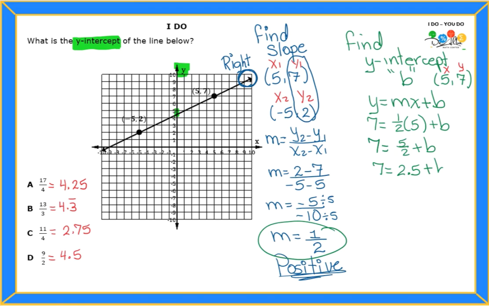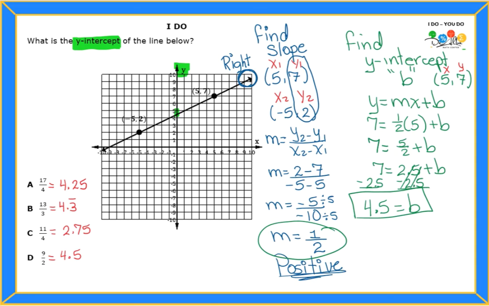Very good. Okay? Now, how can I leave the variable b by itself? Well, I need to get rid of the 2.5. So I will need to subtract 2.5 on both sides of the equation. So the 2.5 cancels out, and I end up with b only on the right. And 7 minus 2.5 gives me 4.5. And this will be my y-intercept.